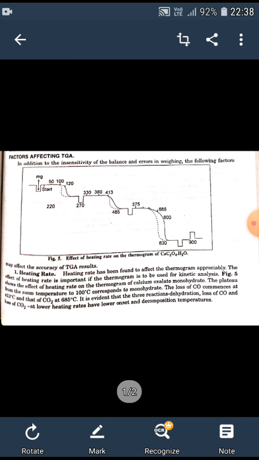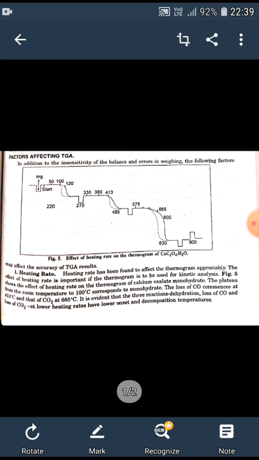In the above figure, the effect of heating rate on the thermogram of calcium oxalate monohydrate has been shown. The plateau from the room temperature to 100 degrees centigrade corresponds to monohydrate. The loss of carbon monoxide commences at a temperature of 413 degrees centigrade, and that of carbon dioxide commences at a temperature of 685 degrees centigrade.